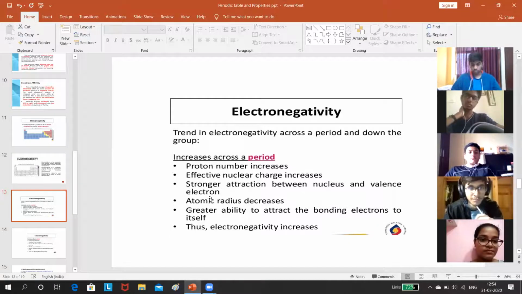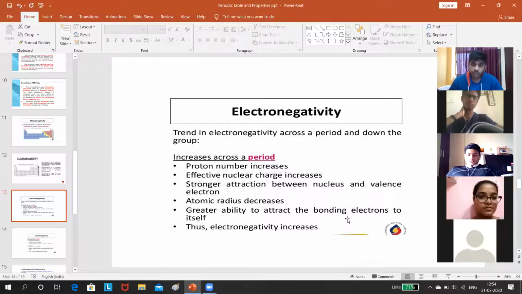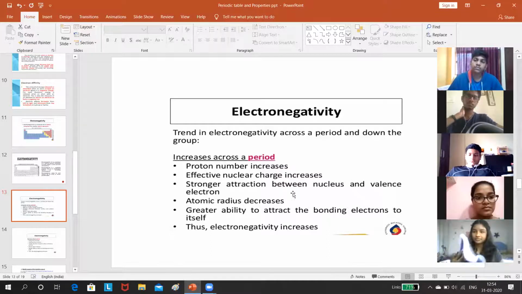So what happens? The nuclear charge increases, atomic radius will decrease. So the ability of the atom to attract the shared electron, the bonding electron, towards itself will increase. This is electronegativity. Here I wrote clearly: across a period, nuclear charge increases. As the nuclear charge increases, the attraction between nucleus and the valence electron also will increase. Therefore, electronegativity will be increasing.